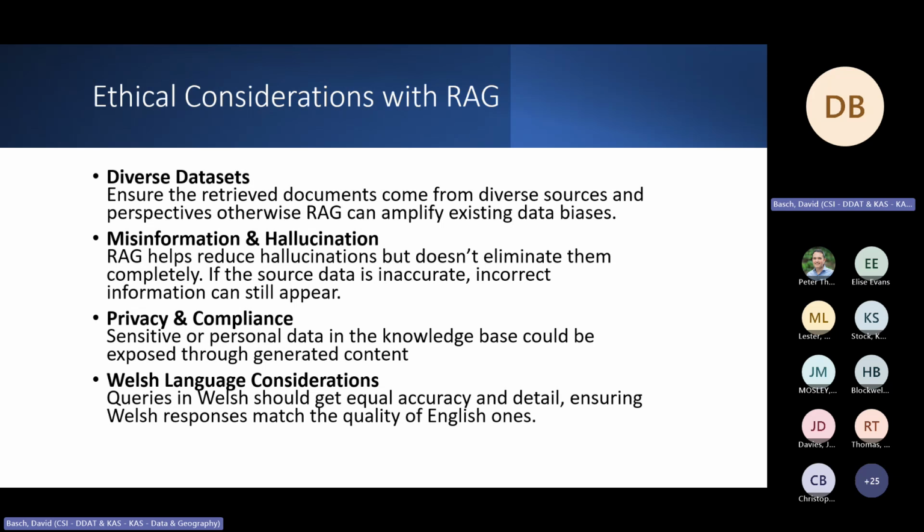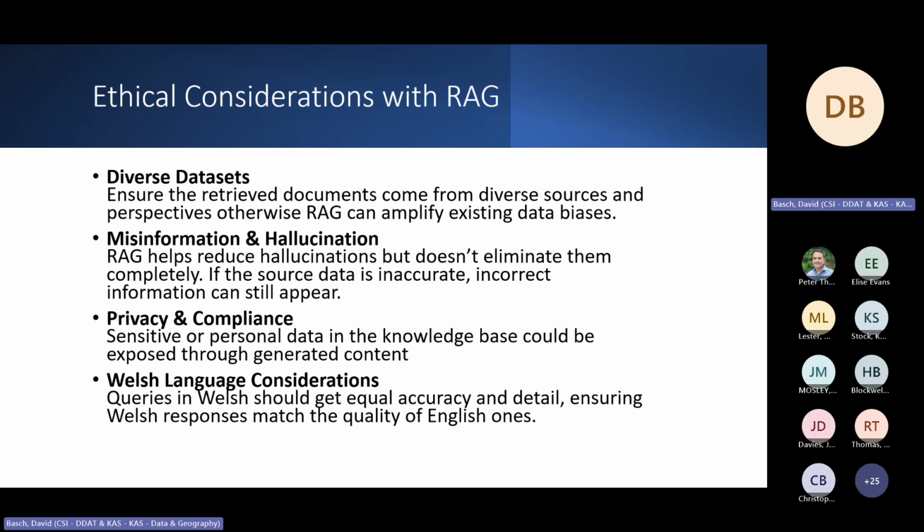Hallucinations then. RAG can help reduce hallucinations by retrieving the context, but it doesn't eliminate the possibility of hallucinations entirely. So if the data source itself contains inaccuracies, or even if the model misinterprets the data source and comes up with an answer that isn't true, misleading content can still creep into our outputs.